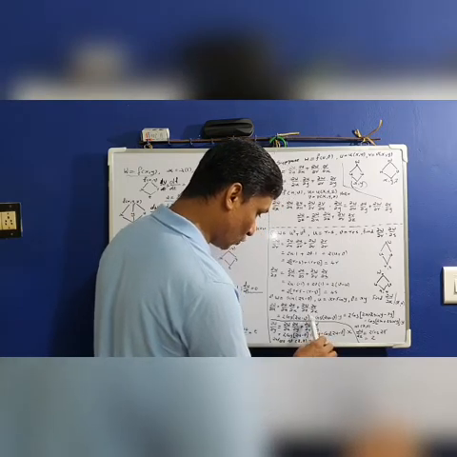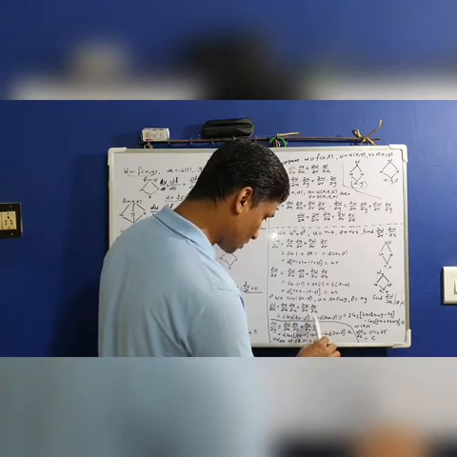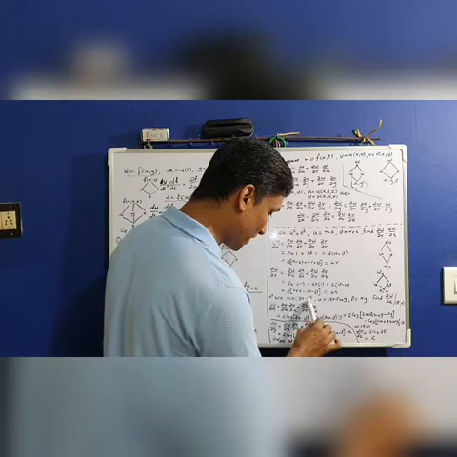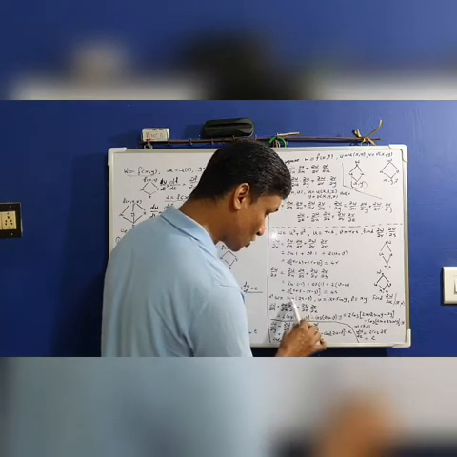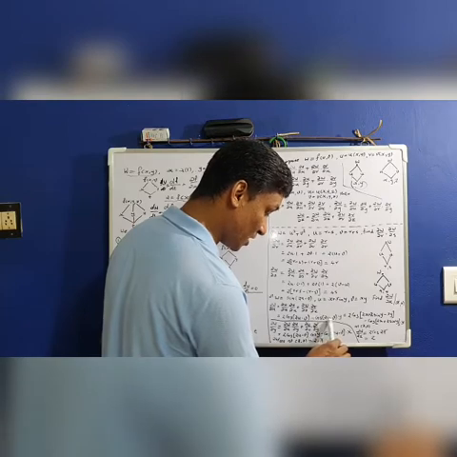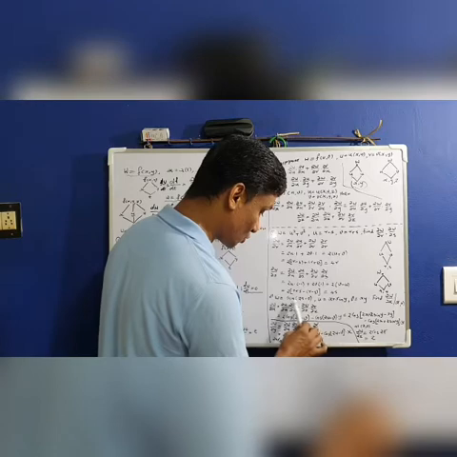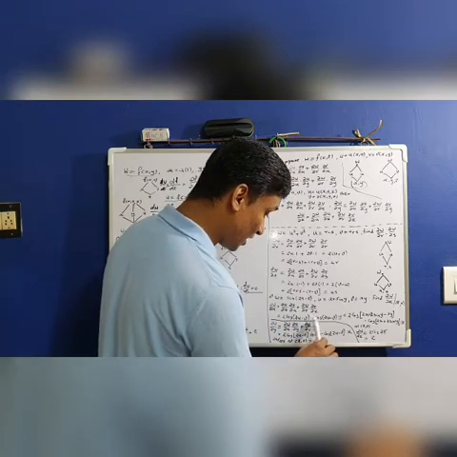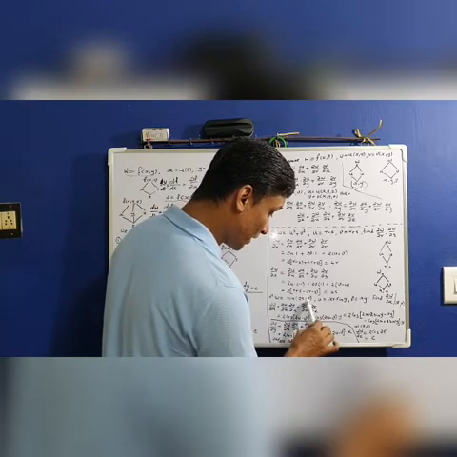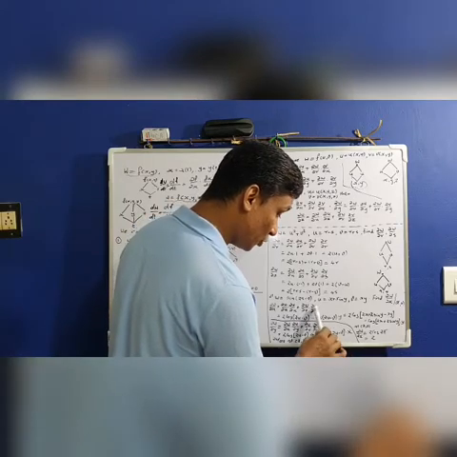∂w/∂v means cos(2u minus v) into minus 1, that is minus cos(2u minus v). Because here it is minus v, so its differential is minus 1. So ∂w/∂v is minus cos(2u minus v) into ∂v/∂x.